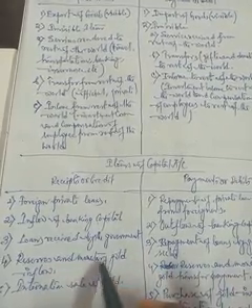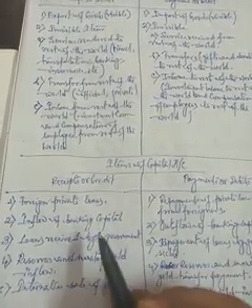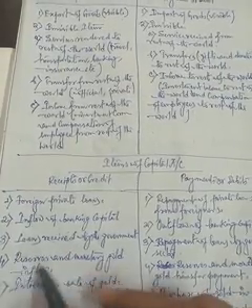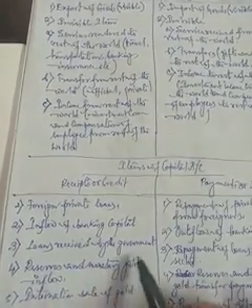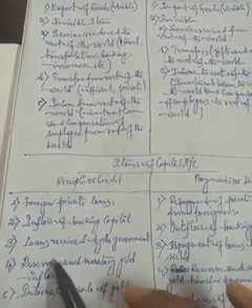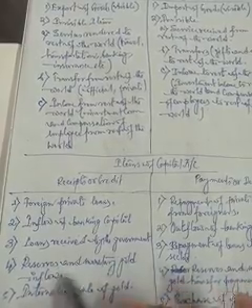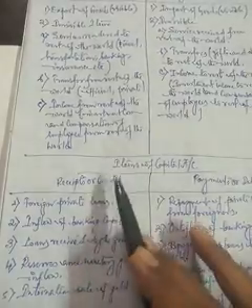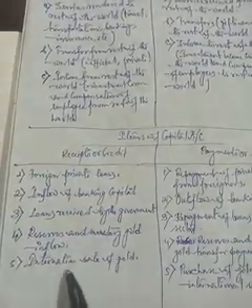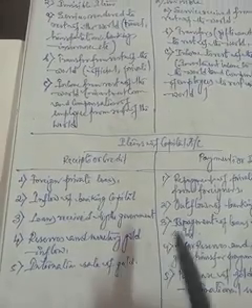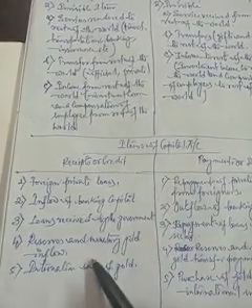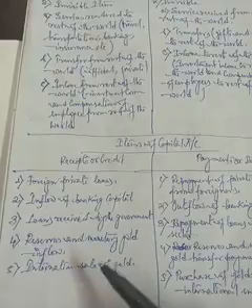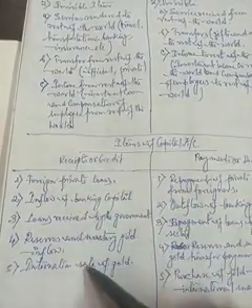Reserves and monetary gold inflow. Reserves means dollars. If dollars come to our country, or if gold comes to our country, inflow of gold and reserves, all these things we write on the credit side. Next is international sale of gold. If we sell gold to the rest of the world, then the rest of the world will give us money, so this we also write on the credit side.